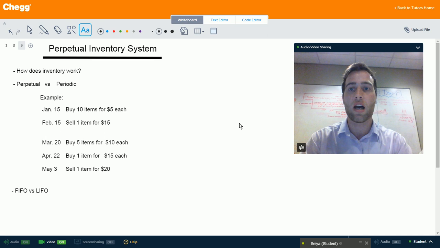What we want to talk about is the perpetual inventory system. And that is in relation to the periodic inventory system. So there's two different ways. One's perpetual, one's periodic. So how do they work? Well, I wrote down an example here, and I'm going to talk it through because I think that's the best way to explain how perpetual works.